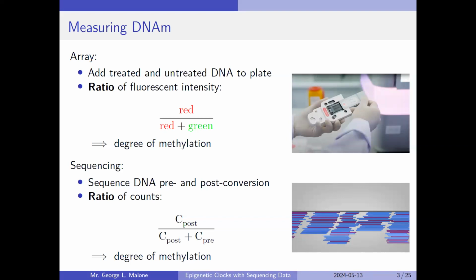Another method, the sequence pre and post conversion, or rather the DNA pre and post conversion are sequenced, and at each location in the genome, the count of reads of cytosines and thymines are counted. Cytosines pre and post. The resulting measurement is the ratio of post to pre cytosines because methylated cytosines are not converted. That also tells you the degree of methylation.